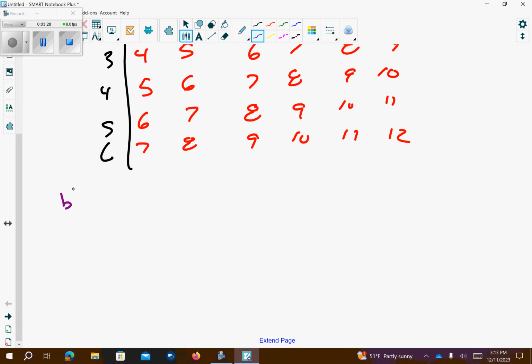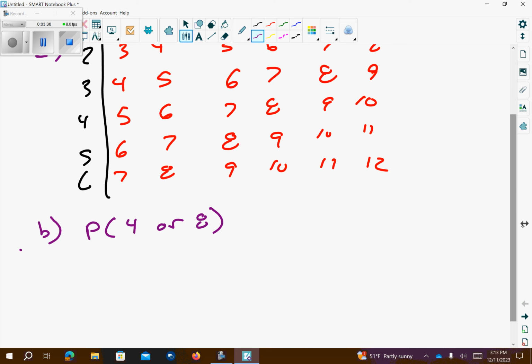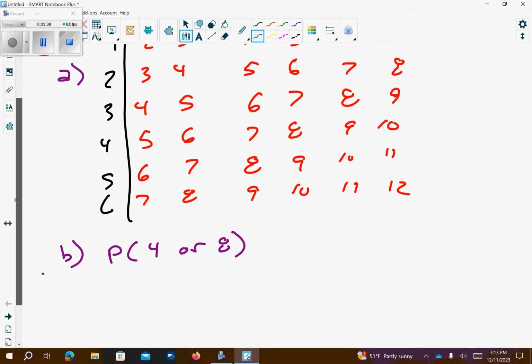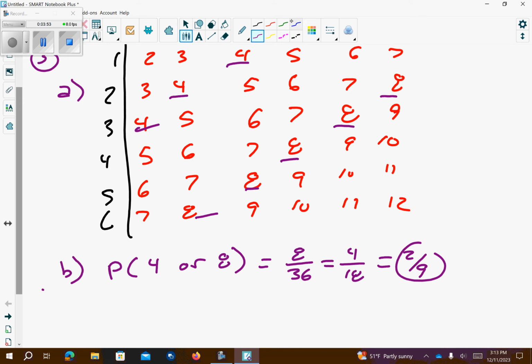For B, we want a probability of rolling a 4 or 8. So come up and take a look at our sample space. So I have 4, 1, 2, 3, and 8, 1, 2, 3, 4, 5. So there's 8 different outcomes that take place out of 36. Reduce that. So that's 4 out of 18, which is 2 over 9. That's my probability of rolling a 4 or an 8.